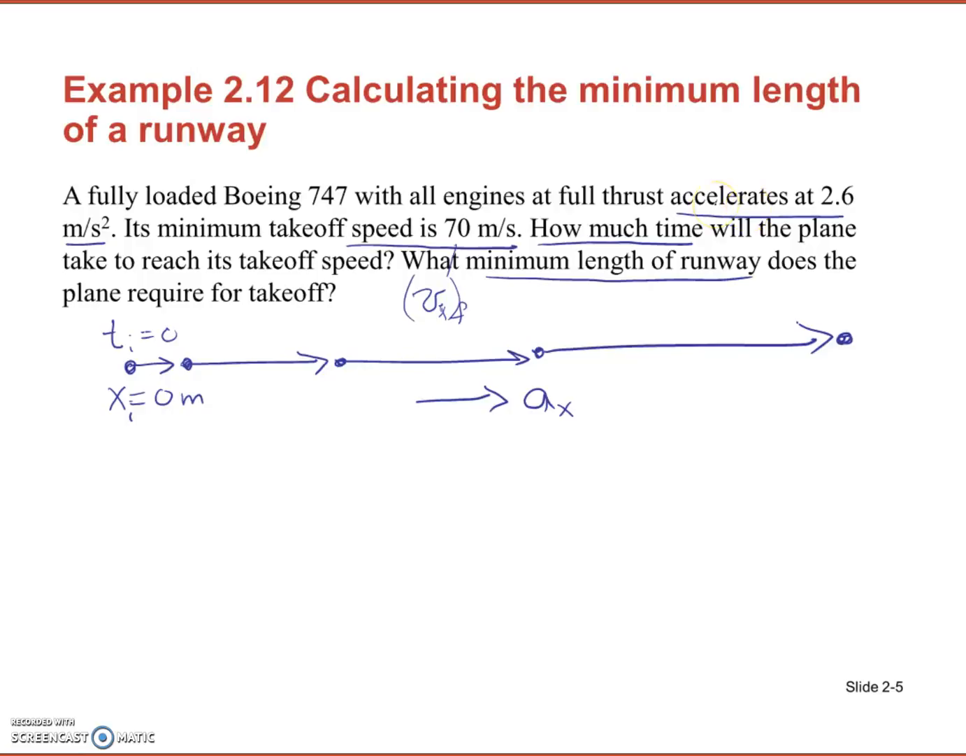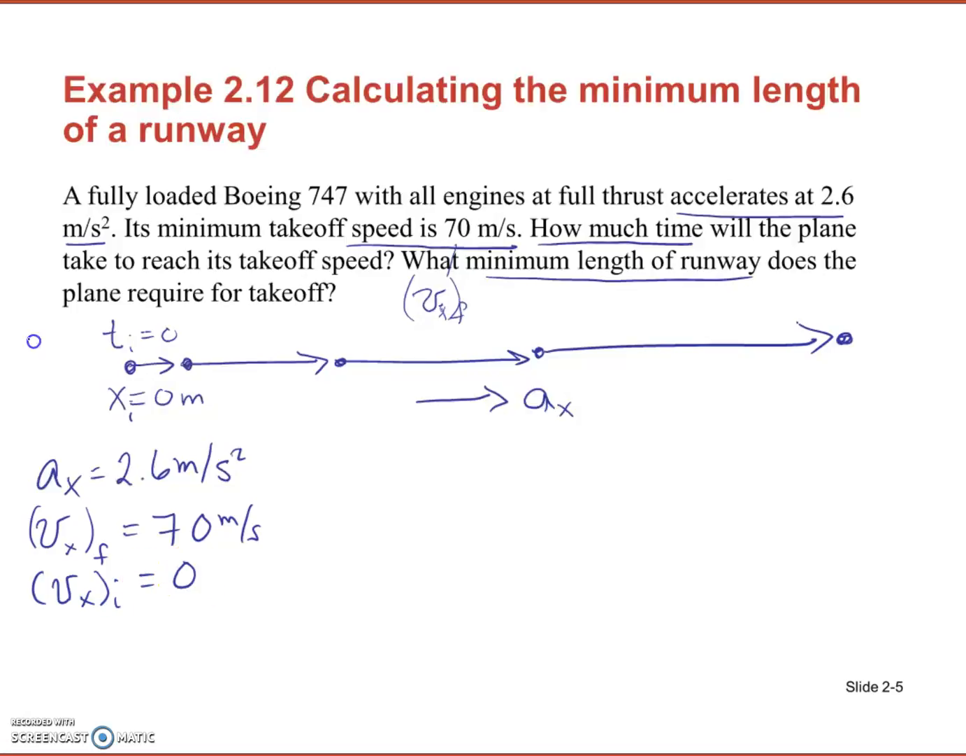Going back to the problem, I have an acceleration, a sub x equal 2.6 meters per second squared, significantly less than a rocket. Is that surprising? Not so much. The takeoff speed is 70. That is a final x velocity, 70 meters per second. Which means while I'm thinking about it, I'm going to put my initial x velocity, 0, started from rest.